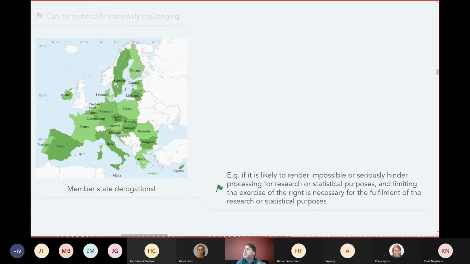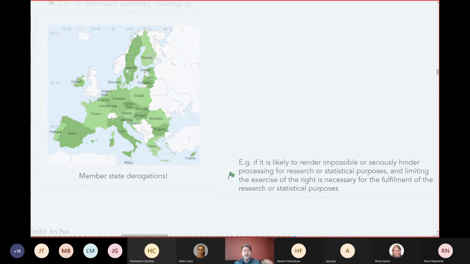Of course, you can imagine that this is very, very difficult in practice, and this would be very impractical. So again, there are member state derogations that allow you to actually ignore that request.